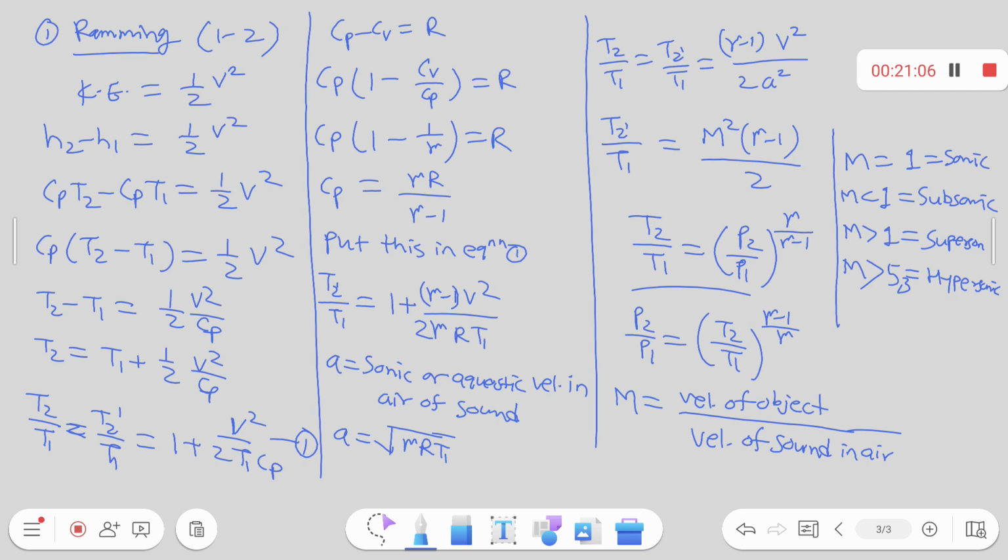So we can also calculate the ramming efficiency. How to calculate ramming efficiency? Actual change in pressure divided by ideal change in pressure.